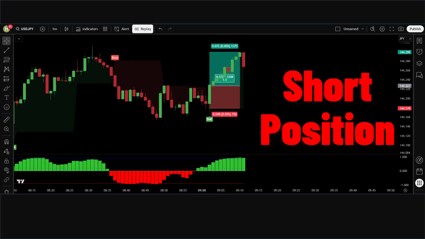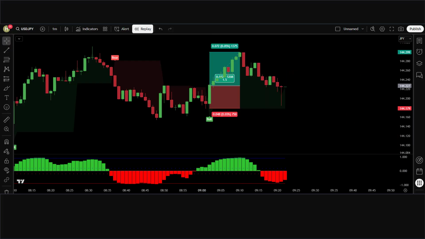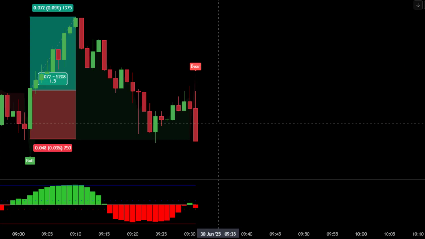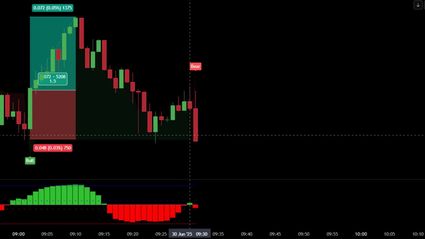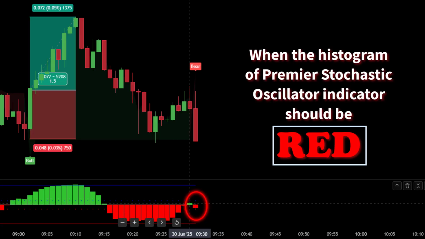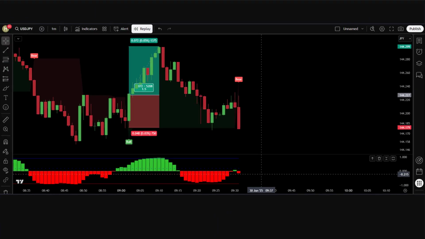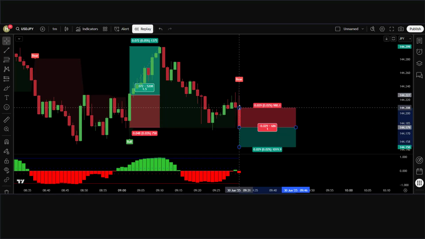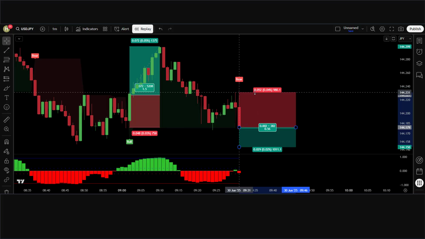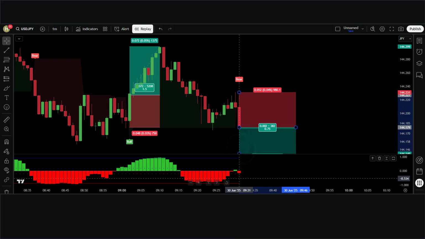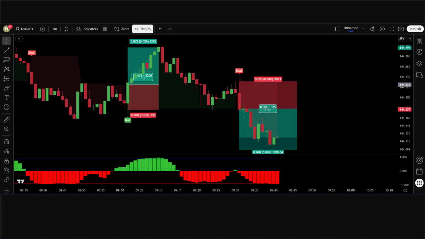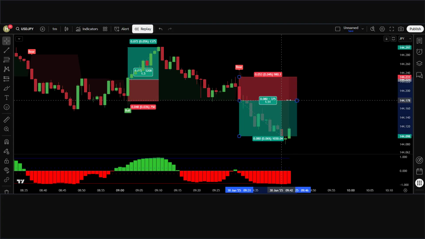Now let us understand short position. When the Sushi Trend Indicator gives us bear signal, when the market has formed a bearish candle, and when the histogram of Premier Stochastic Oscillator indicator is red, if this condition is fulfilled, then we will place sell order. Our stop loss will be placed at the current market's higher level. And the risk to reward ratio will be 1:1.5. The market has completely hit the target.